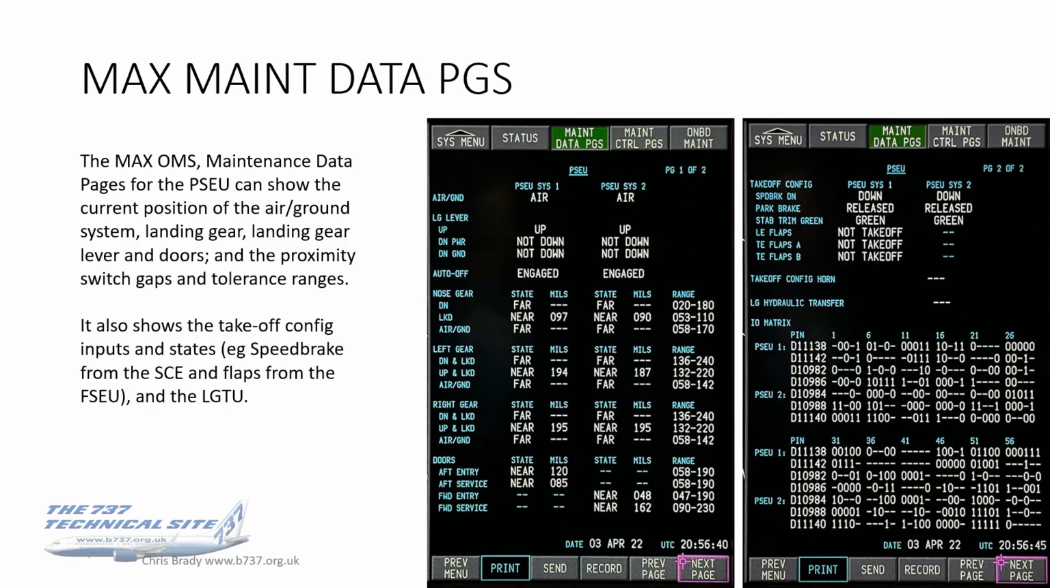So these are the maintenance data pages on the Max, and they can show the current position of the air ground system, landing gear lever and doors, and the proximity switch gaps and tolerance ranges. It also shows the takeoff config inputs and states, for instance the speedbrake from the spoiler control electronics unit, and the flaps from the FSEU, and the landing gear transfer unit as well. They're all shown on these maintenance data pages for the Max.